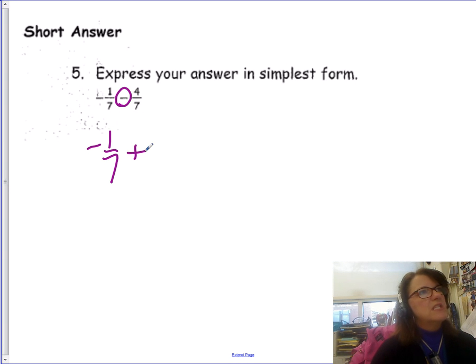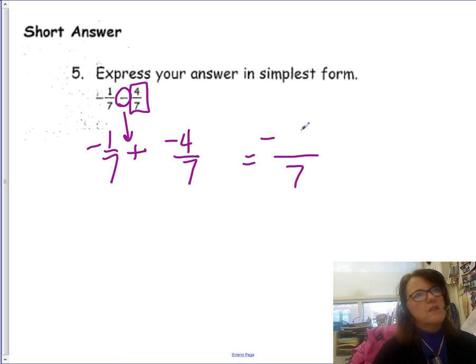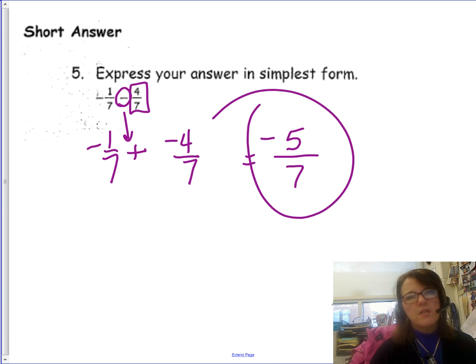Subtraction means add the opposite. You really have this problem, negative 1/7, negative 4/7. And when you have the same sign, take the sum. It's going to be in sevenths, but my numerator is negative 5. That's in simplest form. Done.